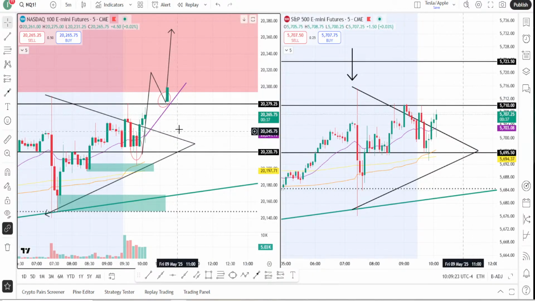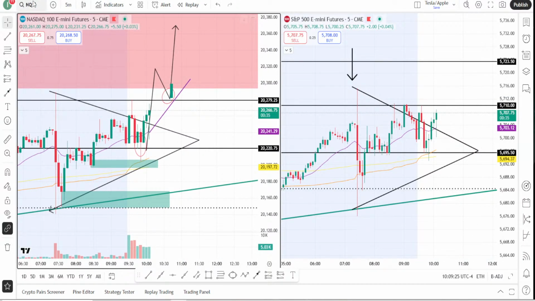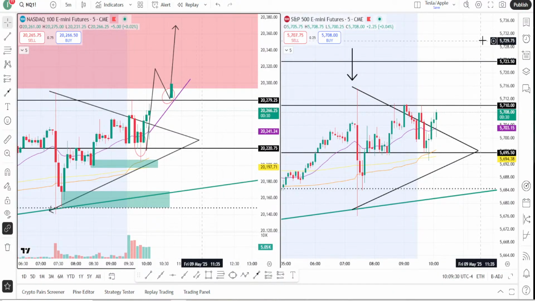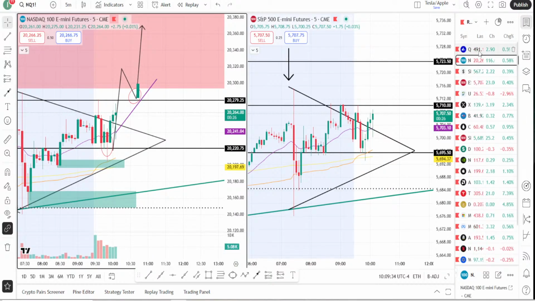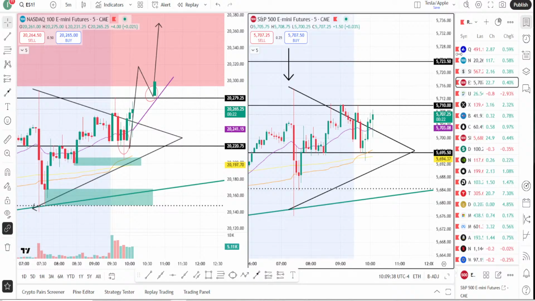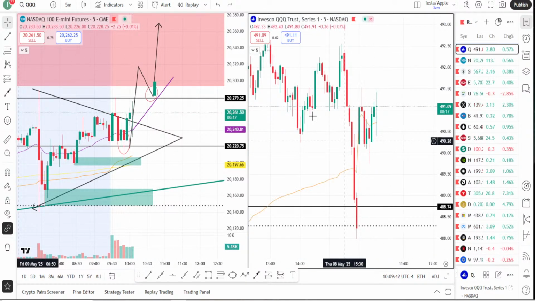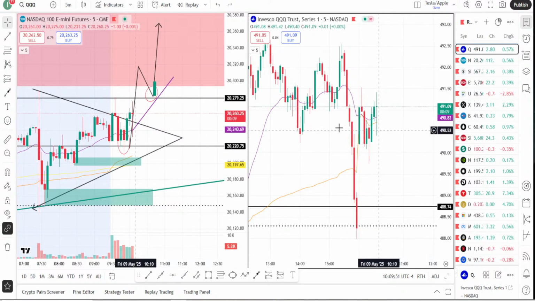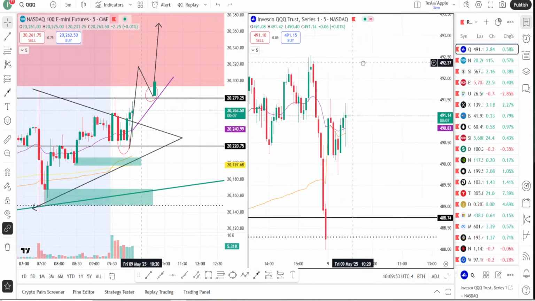So me in particular, I like to trade Nasdaq and ES, NQ and ES, which is futures. And for options, it's triple Qs. It's the same as NQ. So if I put the triple Qs here on the right chart and put the same time frame here, they're practically doing the same thing.